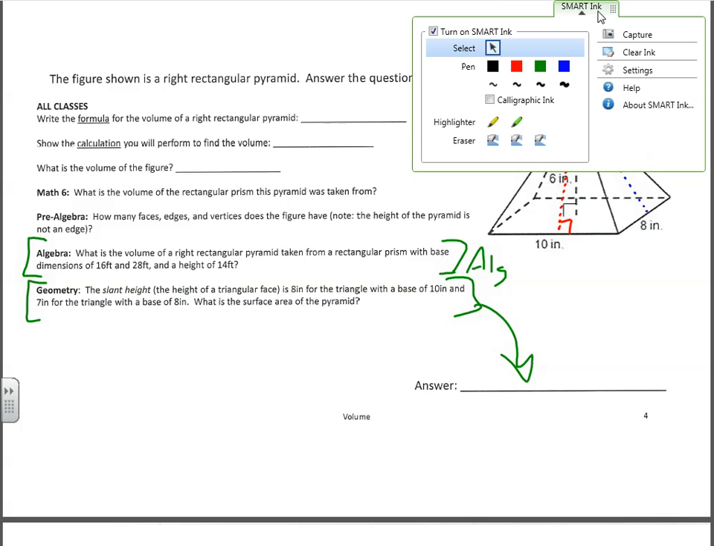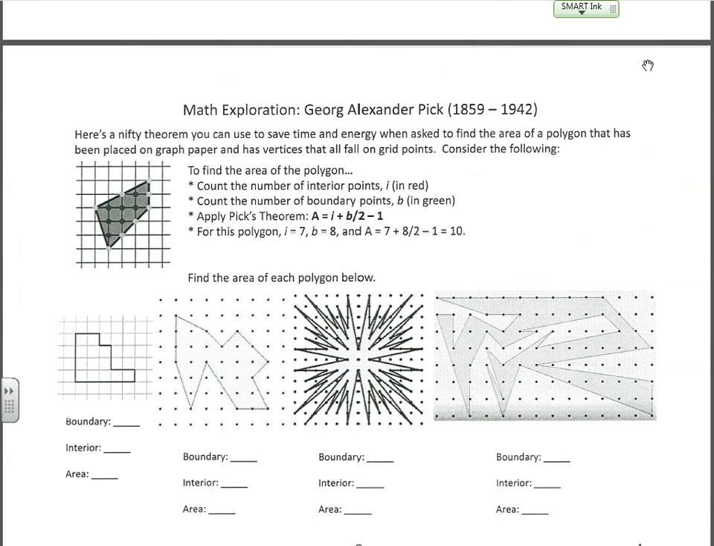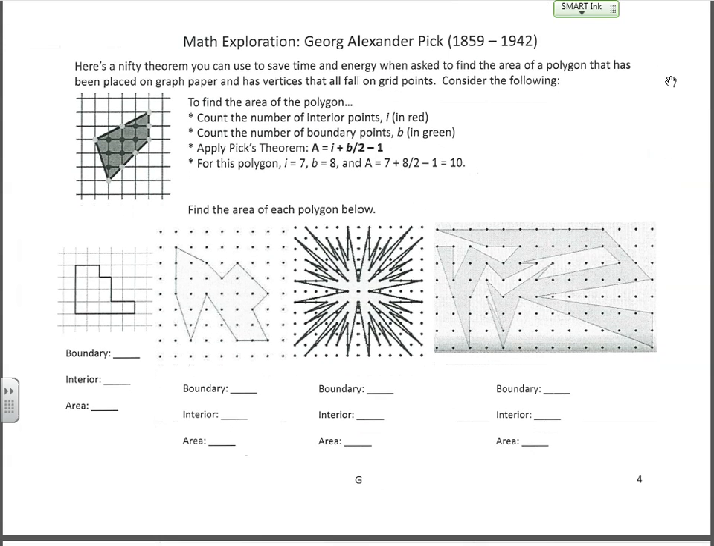All right. Next one, we have math exploration. We are talking about George Alexander Pick, who lived from 1859 to 1942. What Mr. Pick did was, when his math teacher told him to find the area of a polygon such as this on the coordinate plane, he got tired of dividing it into different sections and finding the area of this piece and that piece, maybe a rectangle here, a triangle there, these irregular figures. So he came up with a conjecture that was eventually proven, became a theorem, for how to find the area of a shape such as this.